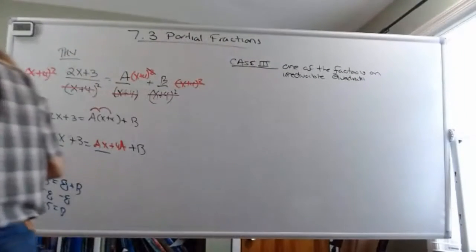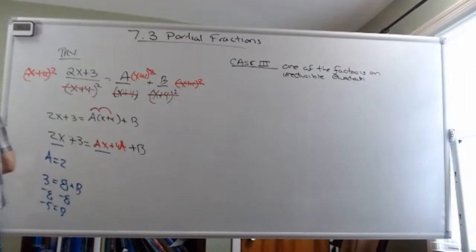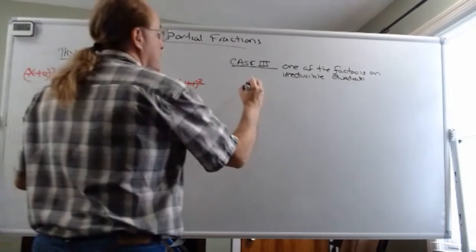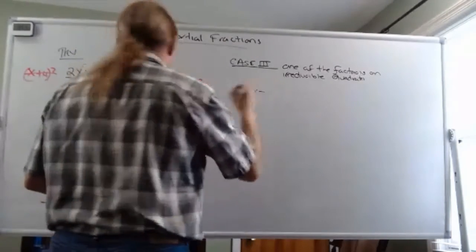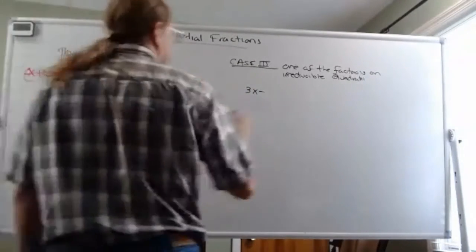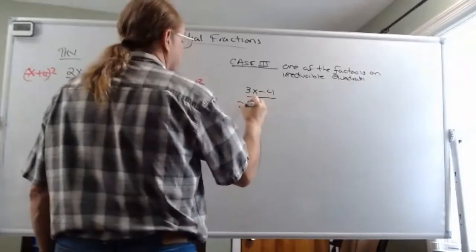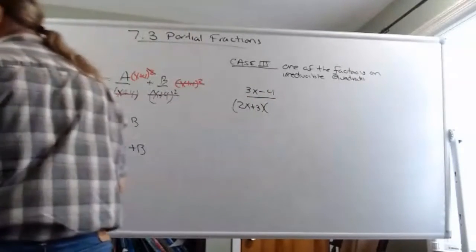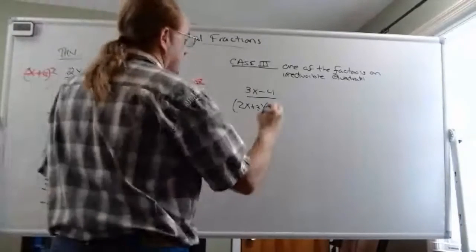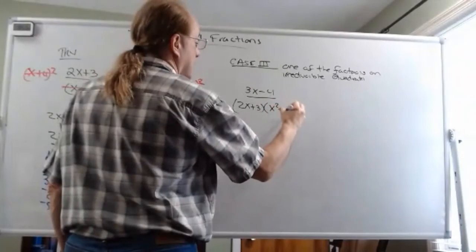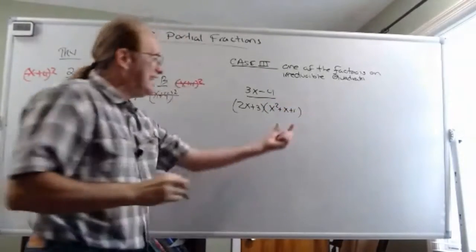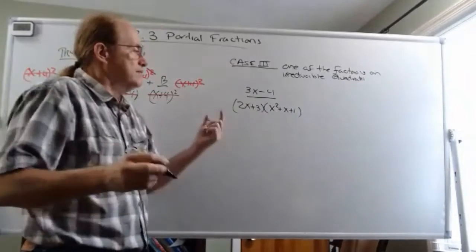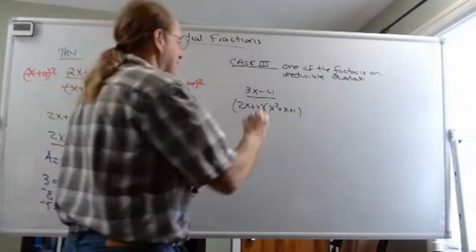So for this sort of case, we might have something that looks like the following. We have (3x minus 4) over (2x plus 3) times our irreducible quadratic, x squared plus x plus 1. Meaning I can't factor this over integer factors or rational number factors. In fact, its roots are imaginary.